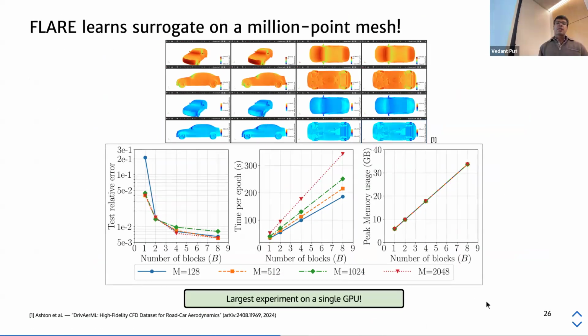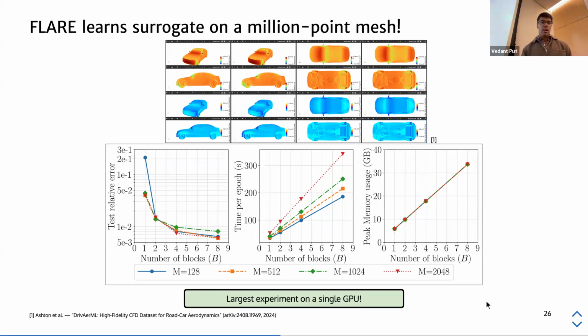Finally, we'd like to let you know that in order to assess the scalability of Flare, we were able to train the model on a mesh with 1 million points. We got this data from the dataset generation process of Ashton et al., who have spent a considerable amount of time doing open form simulations of multiple car-like 3D shapes, where the task is to predict the pressure distribution over these shapes.